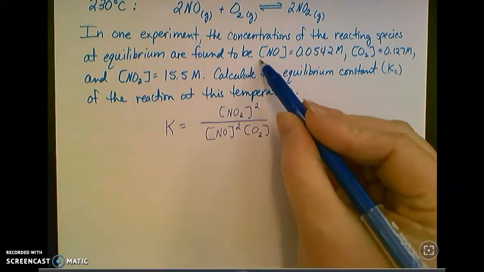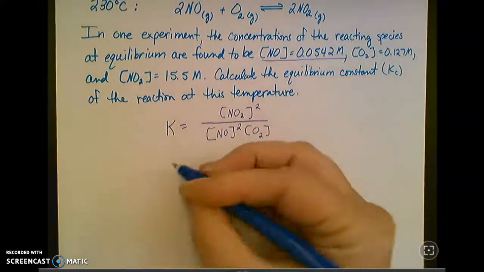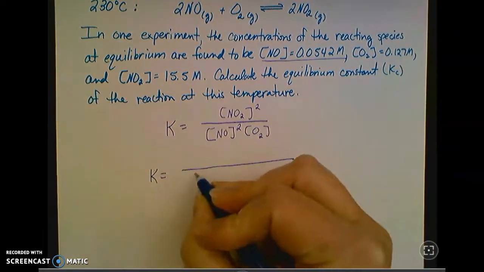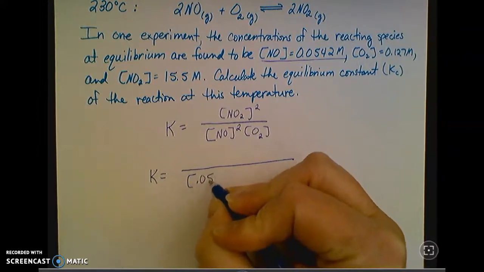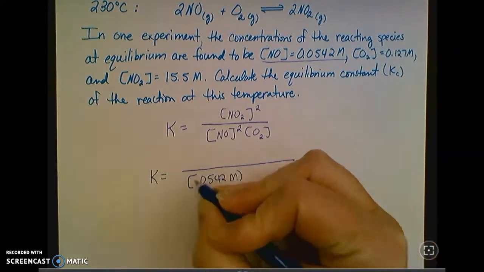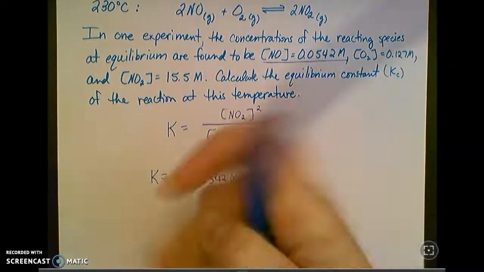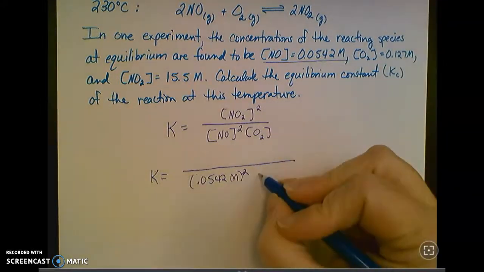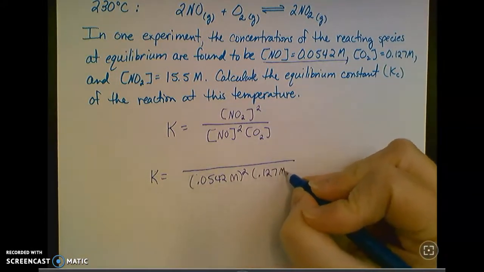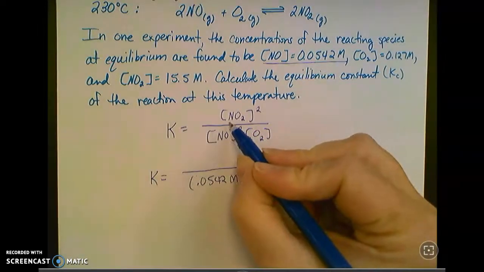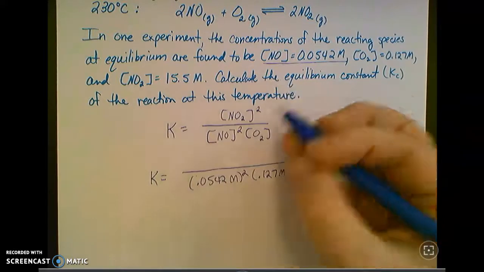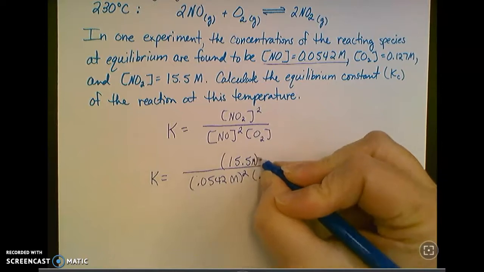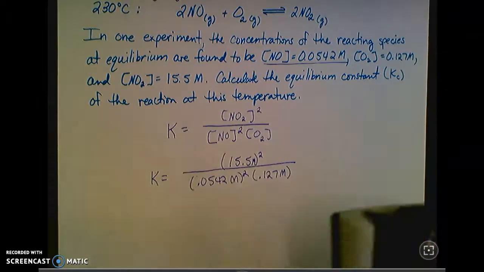So the concentration of nitrogen monoxide is there. Let's just rewrite here. So 0.0542, it's molarities squared. The oxygen is at 0.127. It's molarity to the first power. And the nitrogen dioxide is at 15.5. And that one is also molarity, and it's also squared.